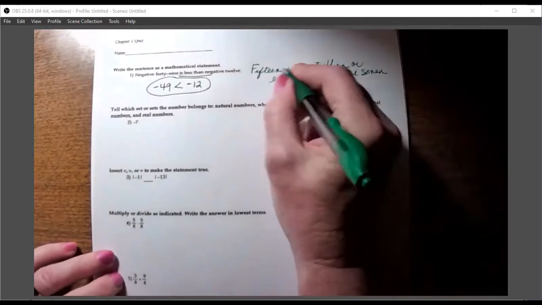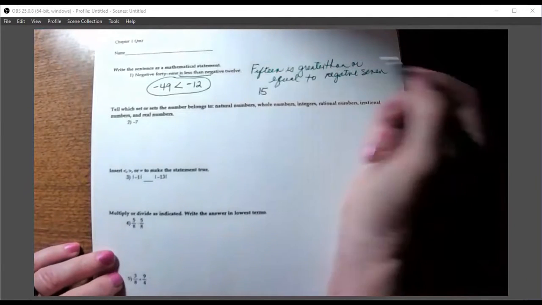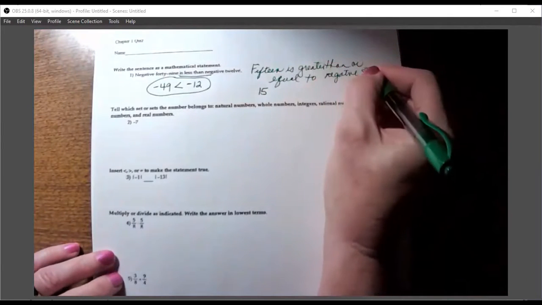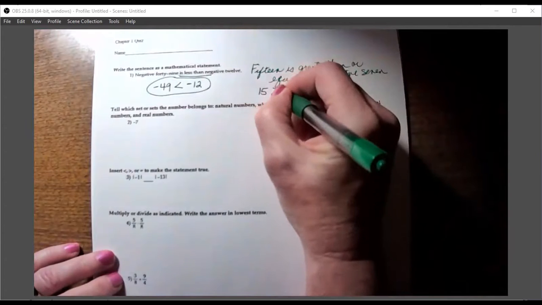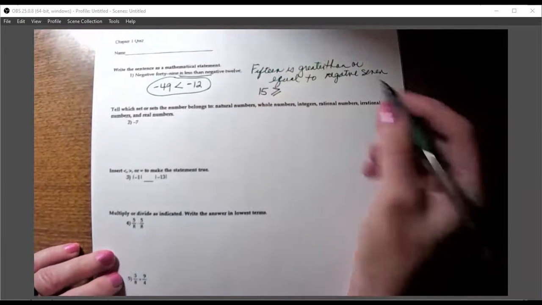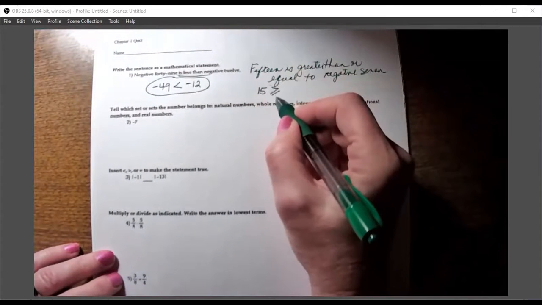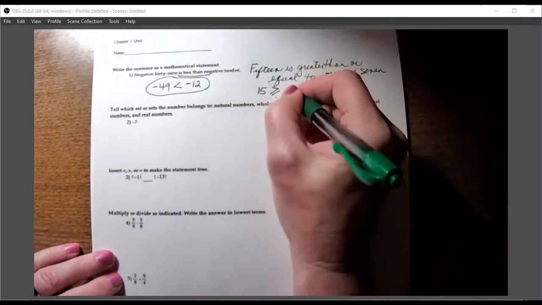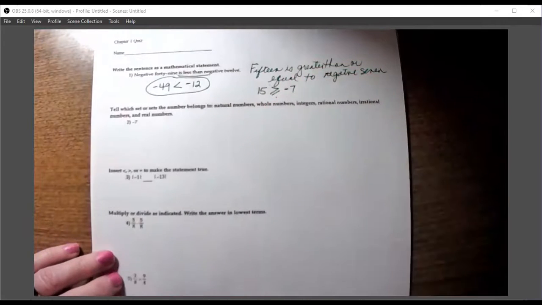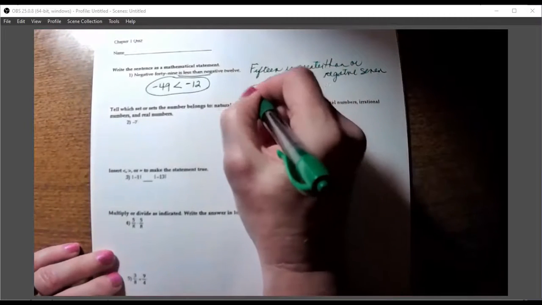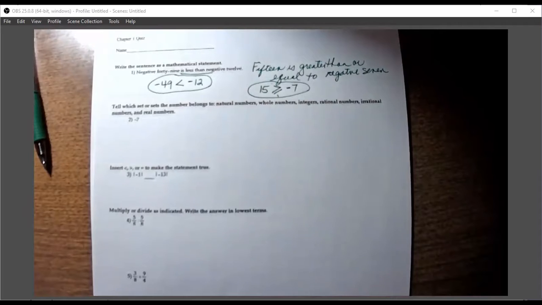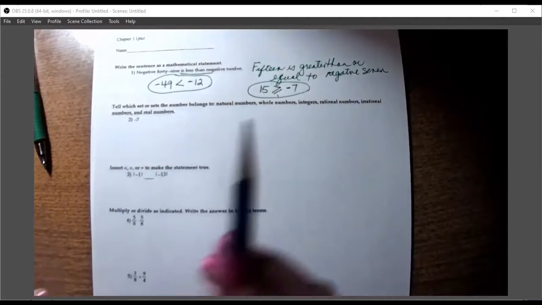All right, so this is a 15, is greater than or equal to negative 7. Greater than, greater than or equal to. So for these greater thans or less thans, the arrow always points to the smaller number.